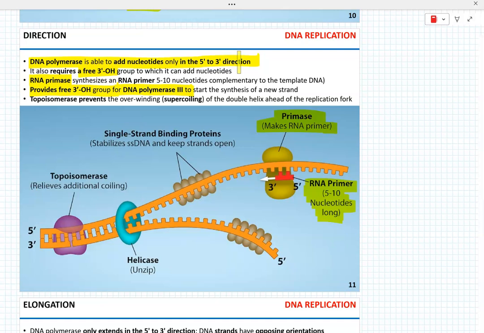You may remember that bacterial DNA in the chromosome is supercoiled. Topoisomerase prevents supercoiling, sitting a little ahead of the replication fork, to allow helicase to unzip the strands without any issues.